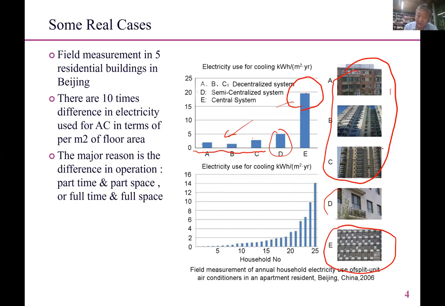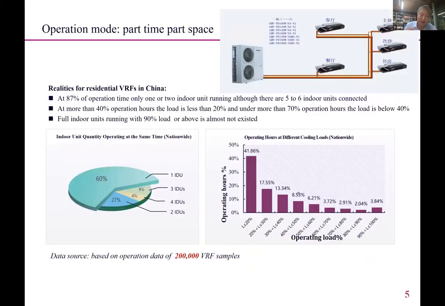That's the only difference. Here is one building with 25 families, and this is the data for cooling, also in kilowatt hours per square meter. You can see a huge difference. The building is the same, but every family runs the air conditioner in a very, very different way. If you do the central system, you need all this energy, and then you can know where the difference comes from. So we said that the low energy is due to part-time, part-space service rather than full-time and full-space service.